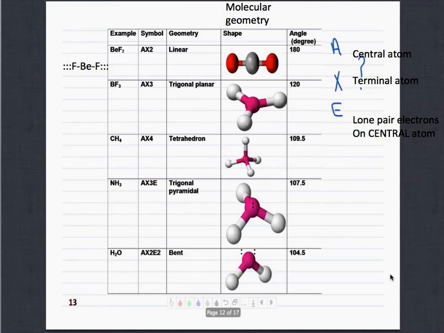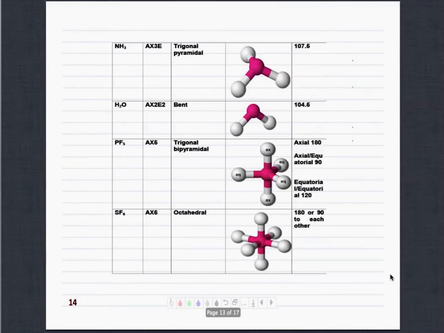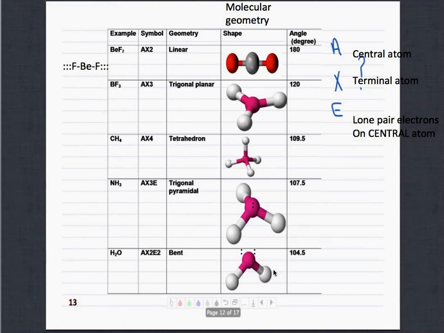So bent, the angle is 104.5, and it is smaller than the 107 of the pyramidal. Why? Because now you have 2 lone pairs, and as I said, the lone pairs repel the bonds more, and this makes this angle smaller than the trigonal pyramidal or the tetrahedral. So as you can see, for all of those that are coming from AX4, the angle is close enough: 109, 107, 104.5. Okay? Now this is for the water one. Now, let's go to the next one on the table that you have.